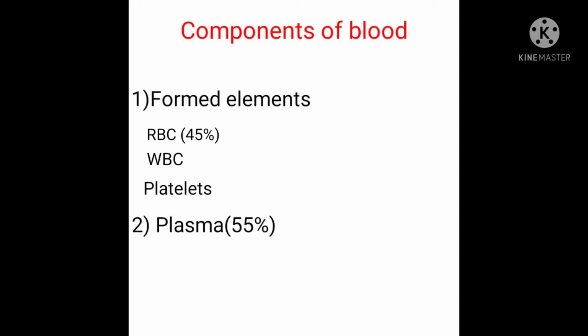Plasma contributes about 55% of the blood, RBC about 45% of the blood, WBC and platelets together form 1% of the blood.